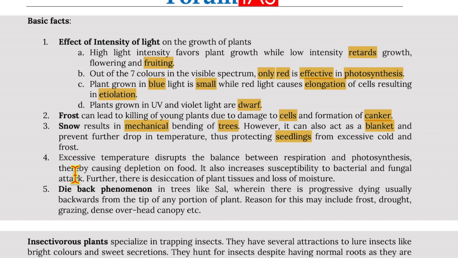and frost. Now, excessive temperature disrupts the balance between respiration and photosynthesis, thereby causing depletion of food. It also increases susceptibility to bacterial and fungal attack. Further, there is a desiccation of plant tissues and loss of moisture. Dieback phenomena in trees like sal, wherein there is a progressive dying, usually backwards from the tip of any portion of the plant. Reasons for this may include frost, drought, grazing, dense overhead canopy.